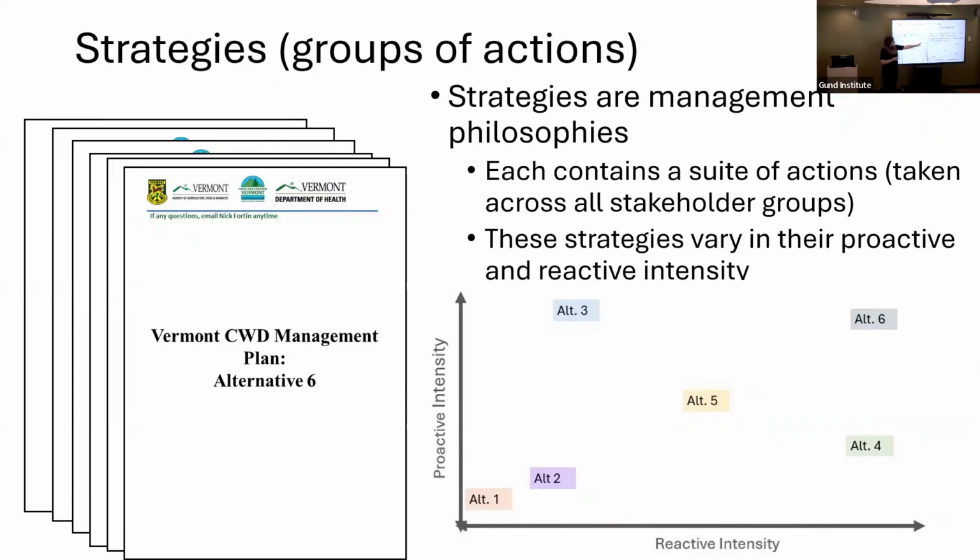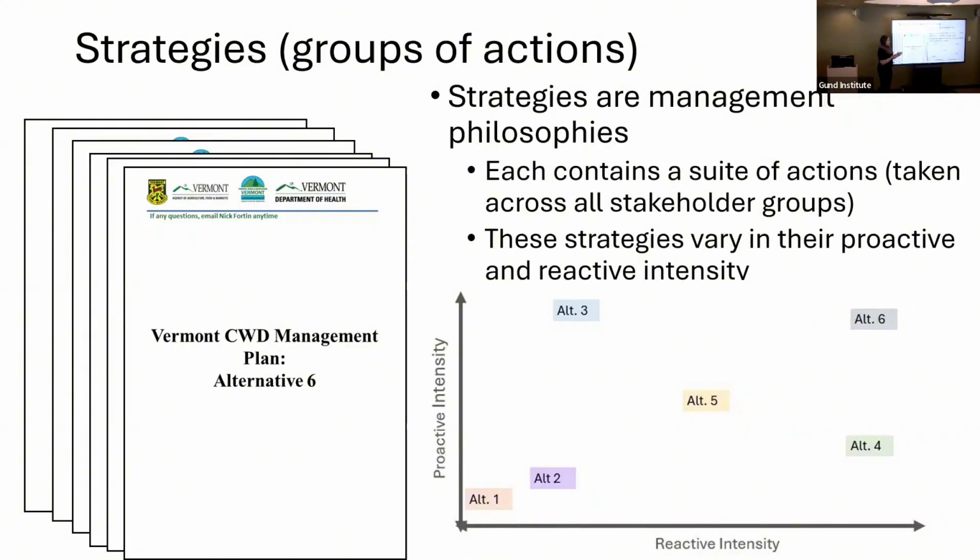We call something like alternative 6 there in the top right the kitchen sink. What if we did it all? What if we prepared proactively as hard as we could and reactively as hard as we could once we detect it? What would that look like? Would that get us closer to the future that we are envisioning as a group? And how much would it cost?